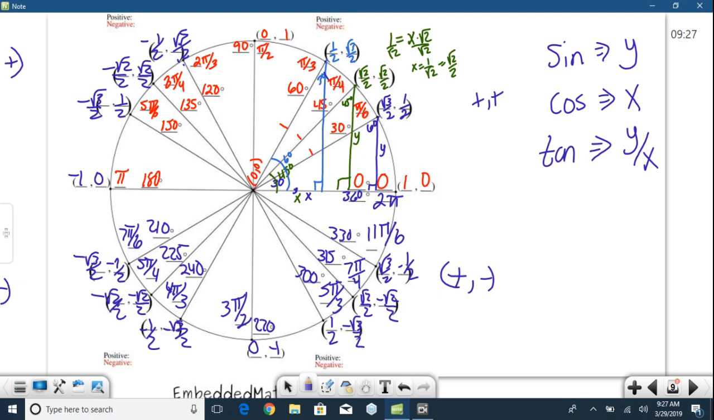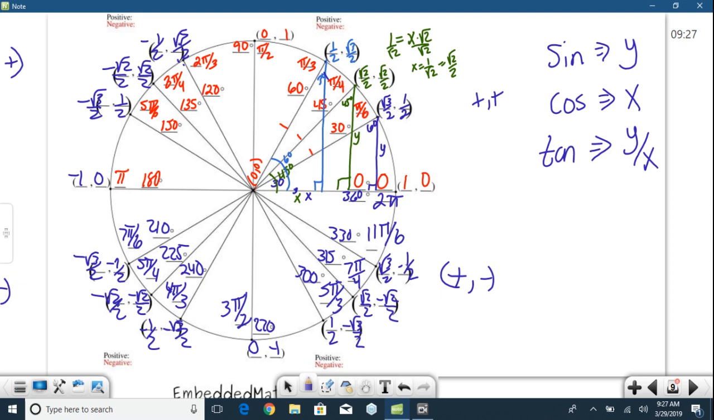Wouldn't you only need to memorize the first three and just know the rest? Because guess what you can do? Write it out. You can use a reference angle.